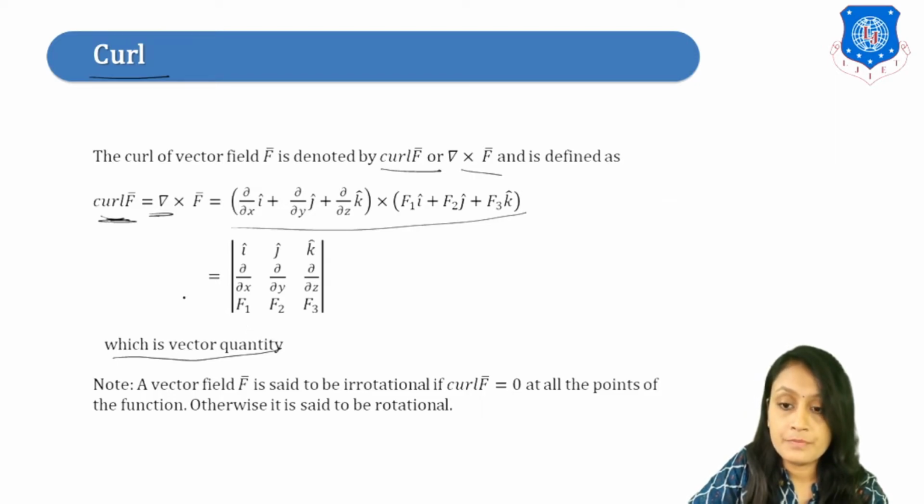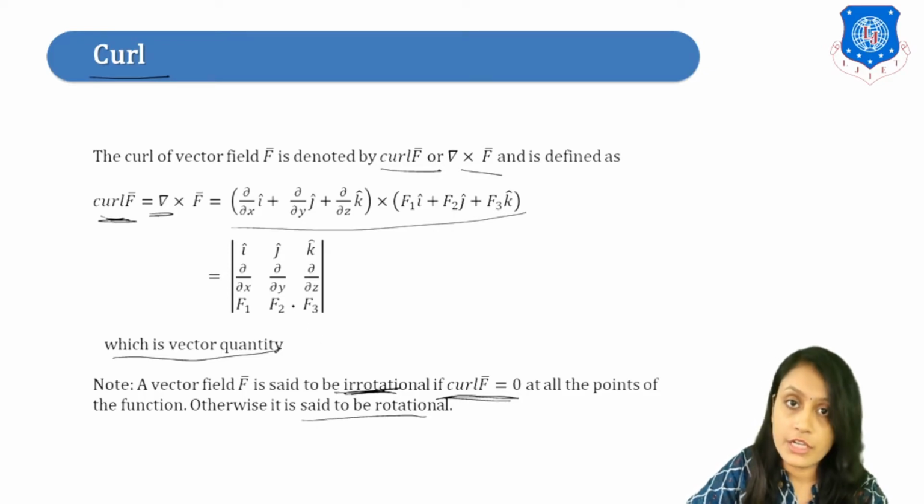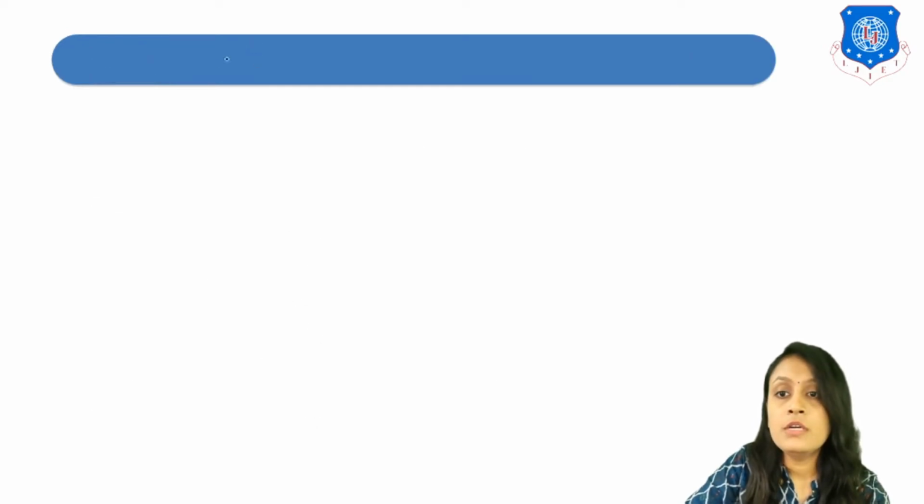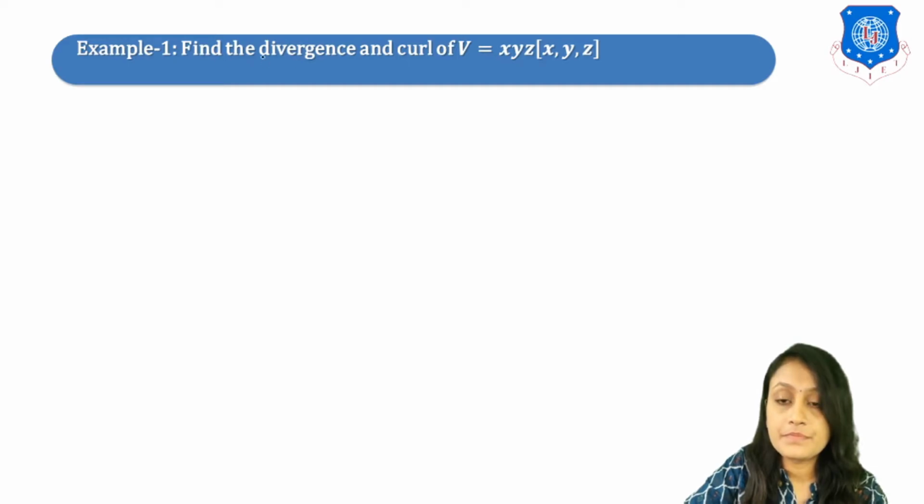Now a vector field f bar is said to be irrotational. When can we say that the vector field f bar is irrotational? If curl of f bar is equal to 0. Whenever we get the answer curl f equal to 0, we can say that the vector field f bar is irrotational. Otherwise it is said to be rotational. Now let's discuss one example.